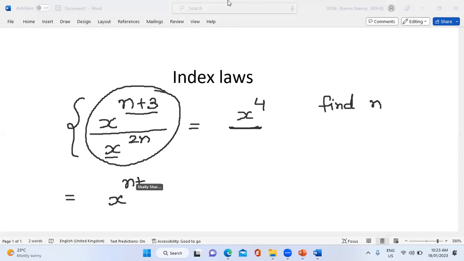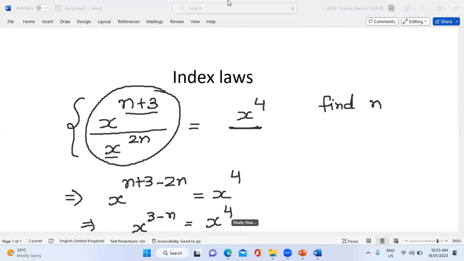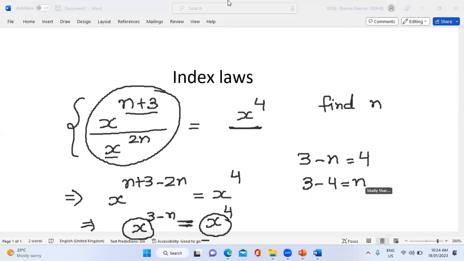So I will apply the division rule. n plus 3 minus 2n, x to the power of that is equal to x to the power of 4, which implies x to the power of 3 minus n is equal to x to the power of 4. Now because you have an equation and the bases are the same, the exponent values would be equal. So I can say 3 take away 4 is equal to n, where n is equal to negative 1.